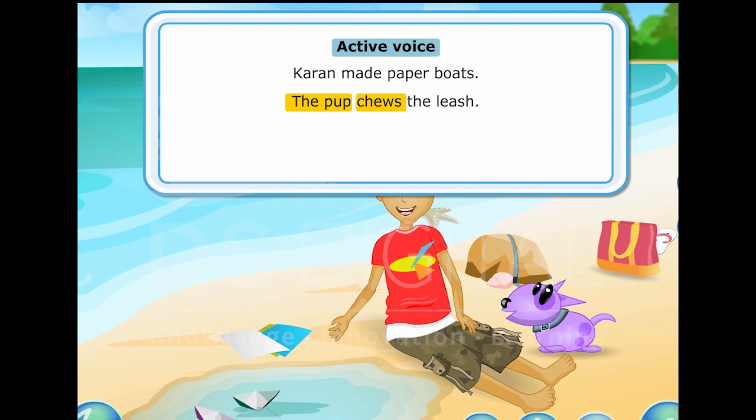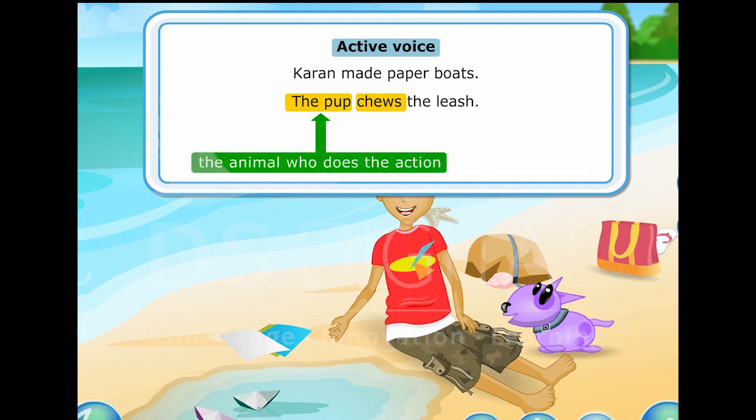In order to find out if this sentence is in the active voice, check that the person or thing that is being talked about is actually doing the action. If so, the verb is in the active voice. In this sentence, the pup is doing the action of chewing. So, this sentence is in the active voice.